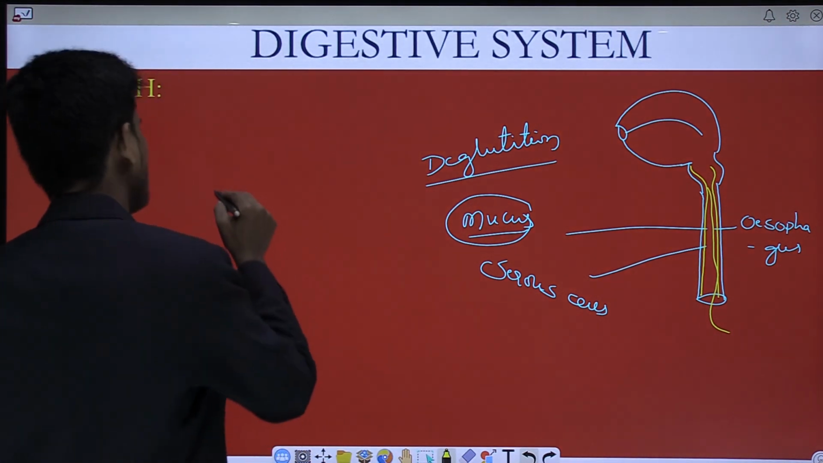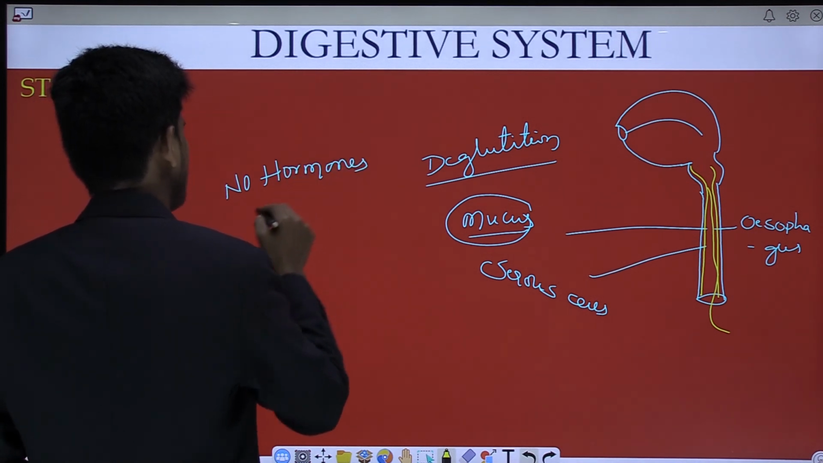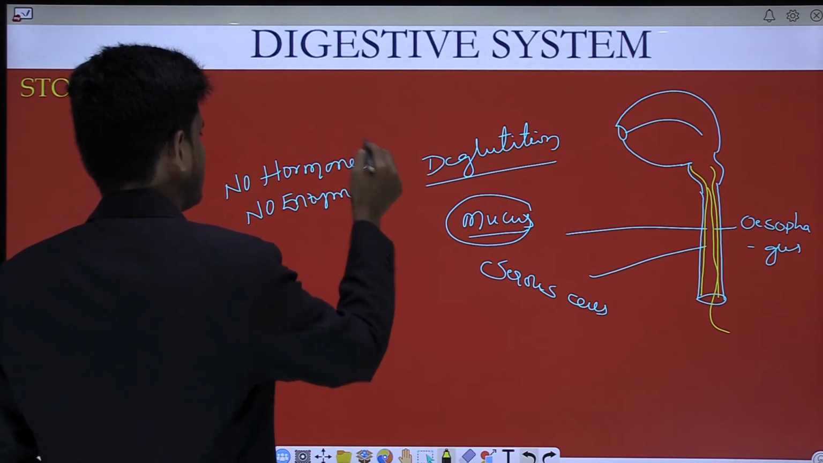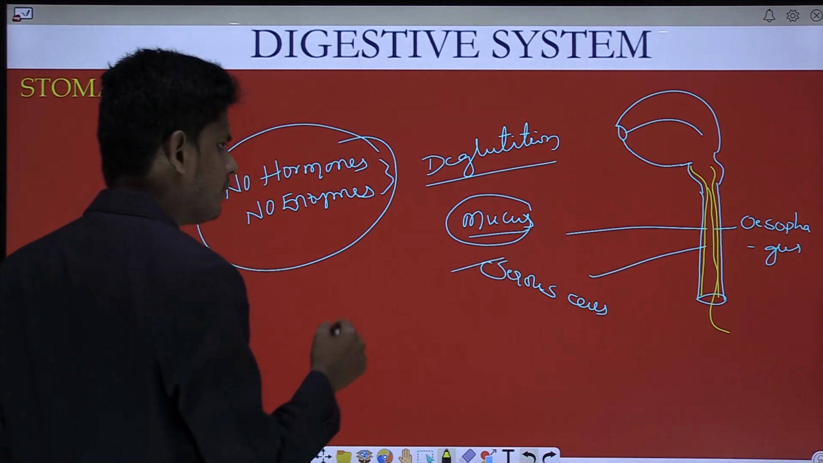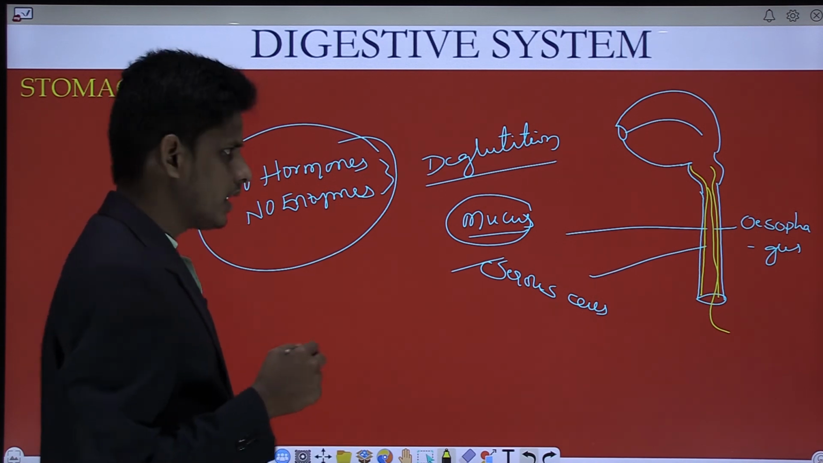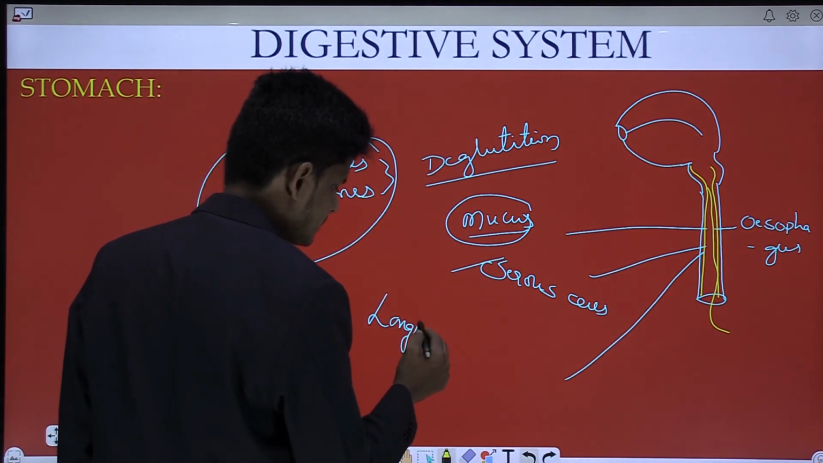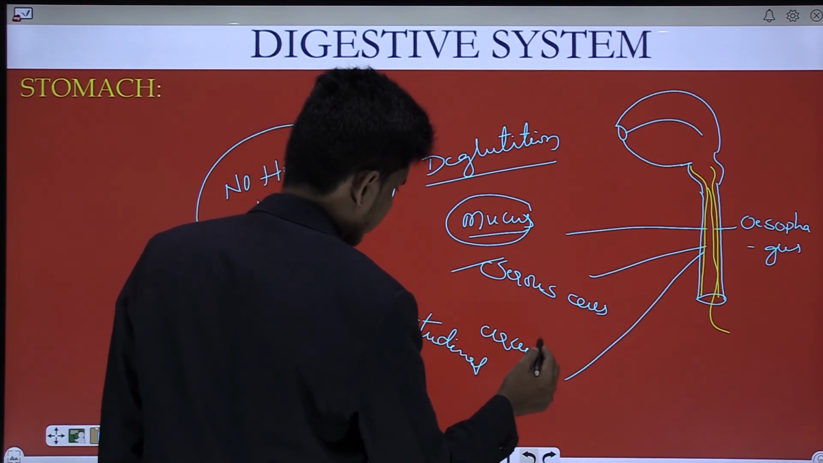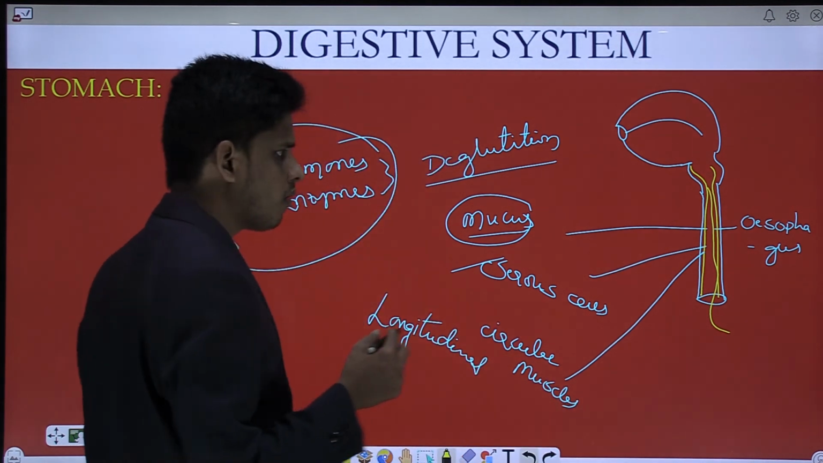And you know what? There are no enzymes and no hormones in the esophagus region, and it is made up of serous cells. It has longitudinal muscles and transverse circular muscles. This is made up of longitudinal circular muscles.